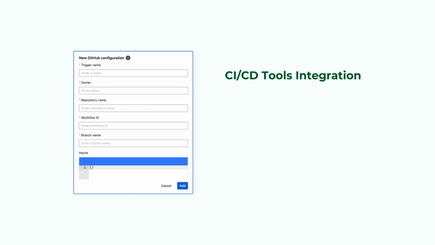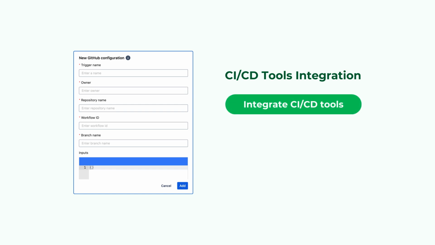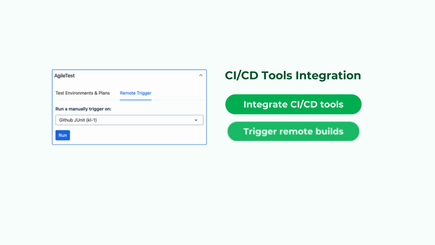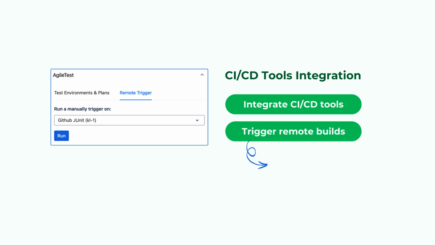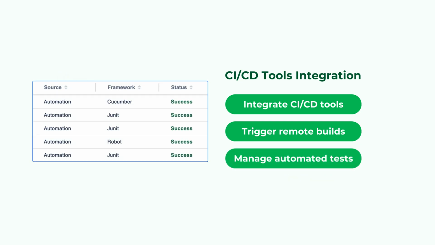Firstly, CI/CD tools integration. With this release, AgileTest now connects with CI/CD tools like Jenkins, GitHub, GitLab, and Bitbucket, bringing your automation pipeline into one platform. You can easily trigger remote builds from these tools, importing external test run results directly into AgileTest. Once imported, AgileTest features let you organize and analyze automated tests for better test coverage and efficiency.